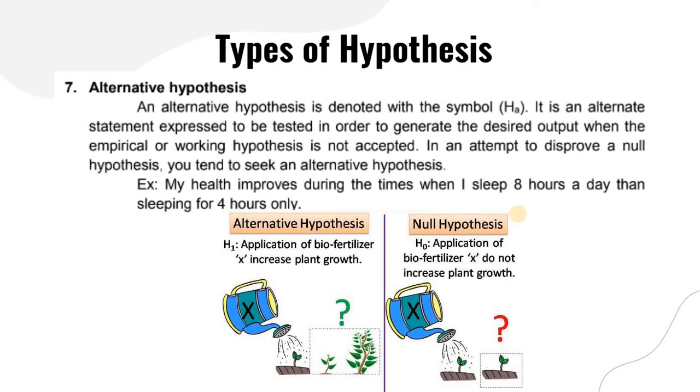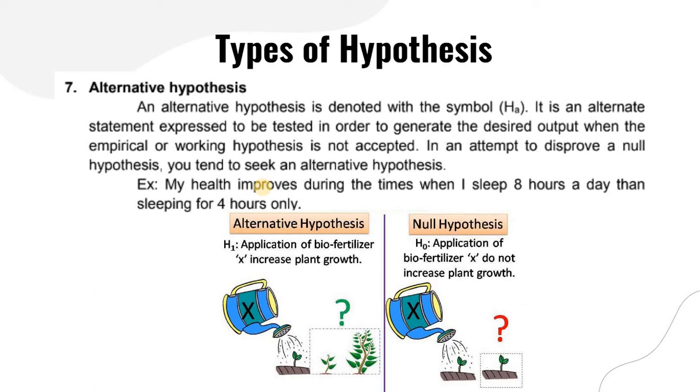So, example, this is an attempt to disprove the null hypothesis. Example, my health improves during the time when I sleep 8 hours a day than sleeping for 4 hours only. So, ito yung alternative hypothesis mo. Ang null neto is that my health does not improve when I sleep 8 hours. Kumbaga kabaliktaran lang siya.